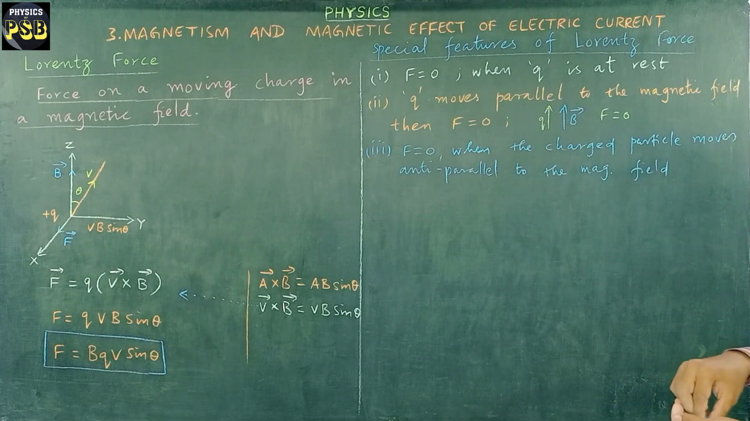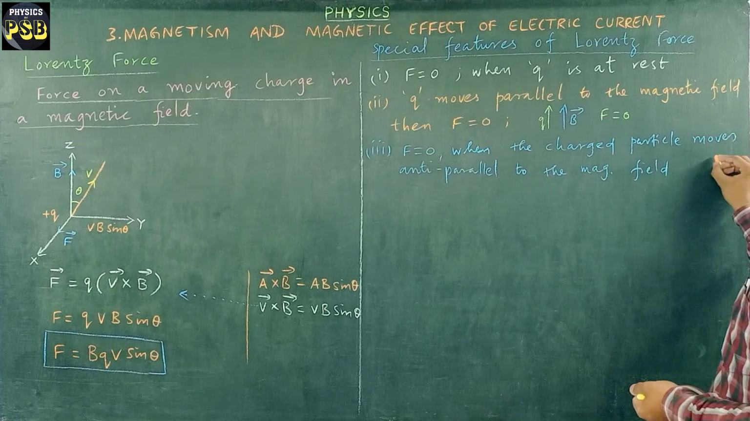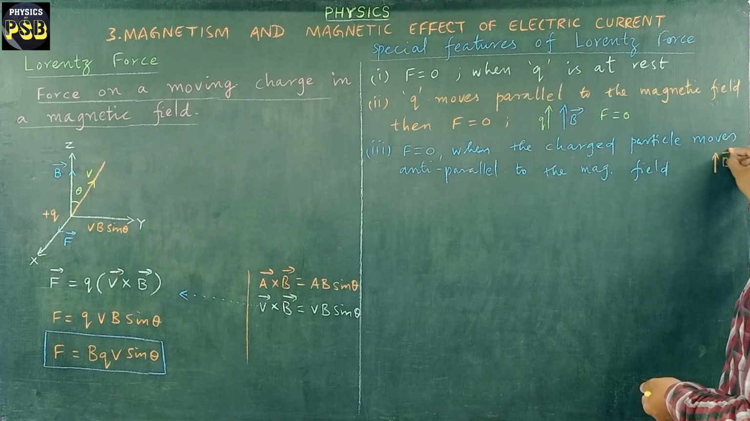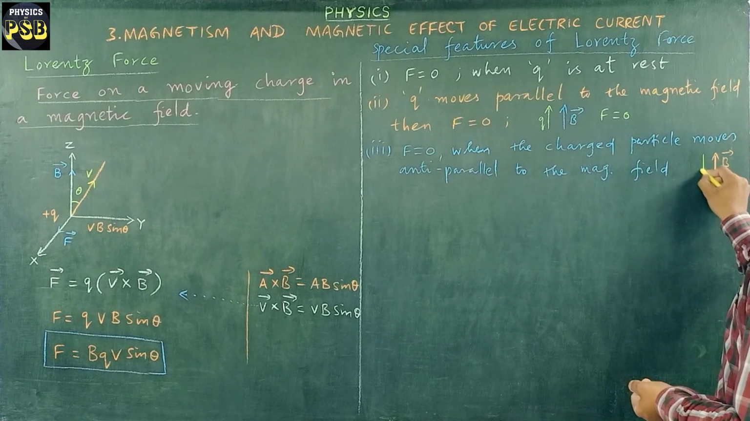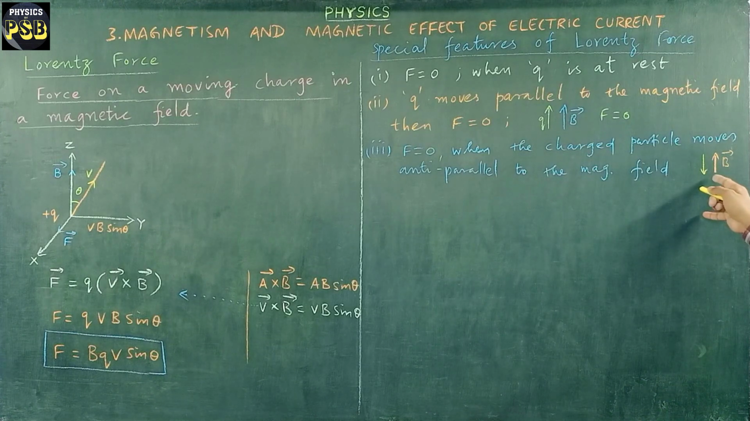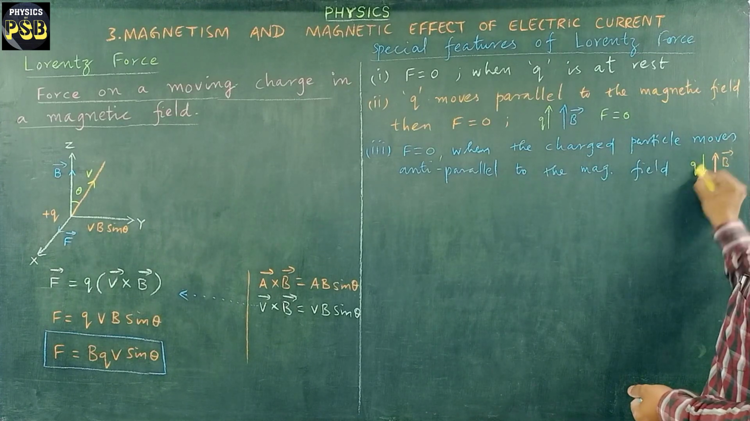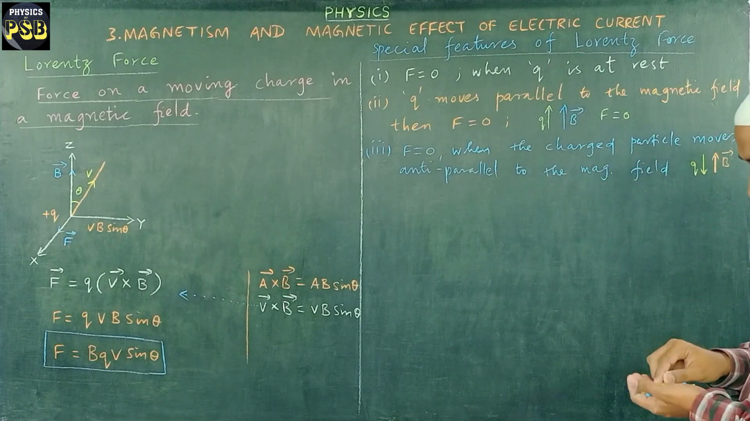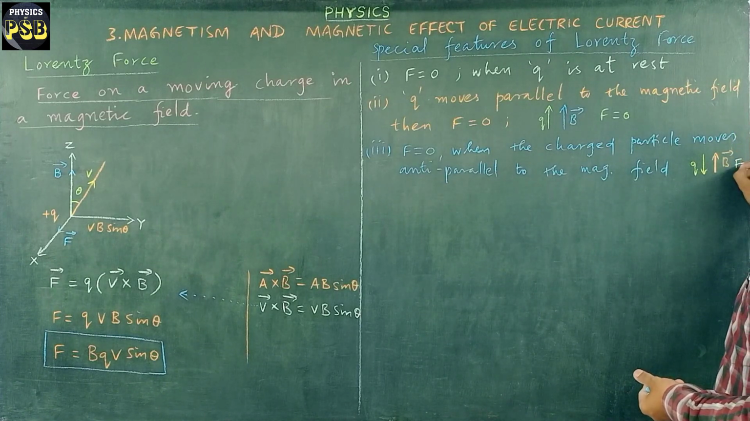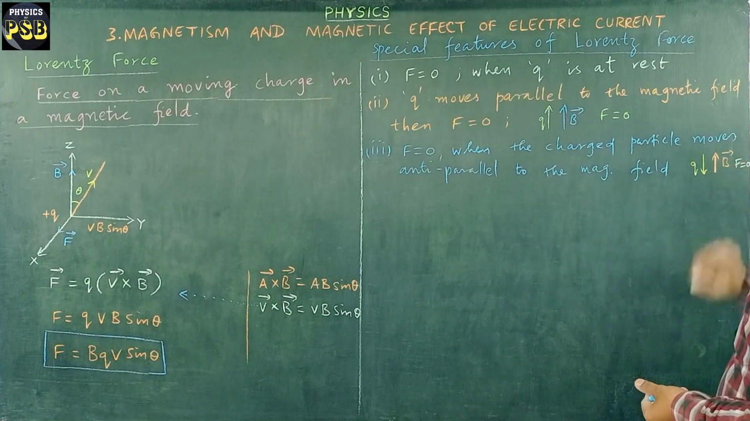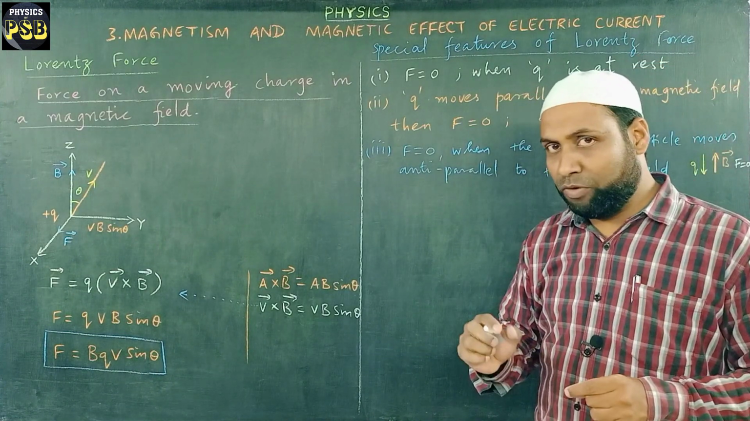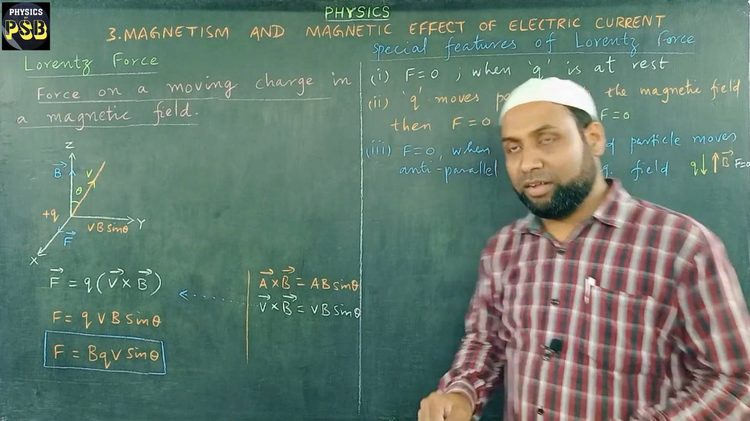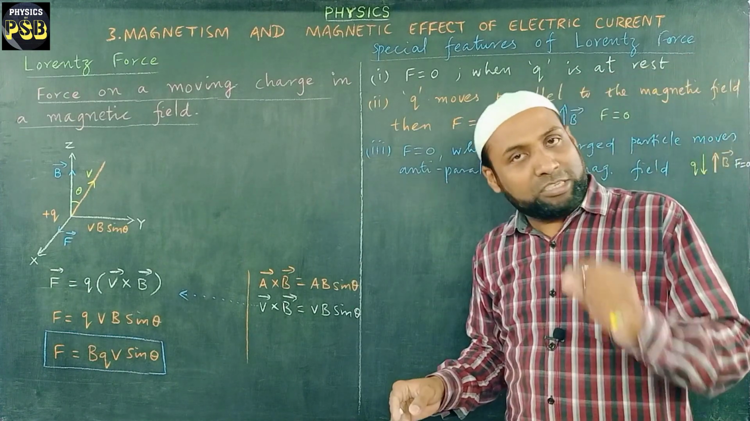What does it mean? Let me show this to you with the help of a diagram. See, this is the magnetic field. If the charge moves parallel but in the opposite direction, then we call it anti-parallel. In such a case, the Lorentz force will be equal to 0. Clear? So for these three cases, when the particle is at rest or moving parallel or anti-parallel to the magnetic field, the force acting on the charged particle is 0.